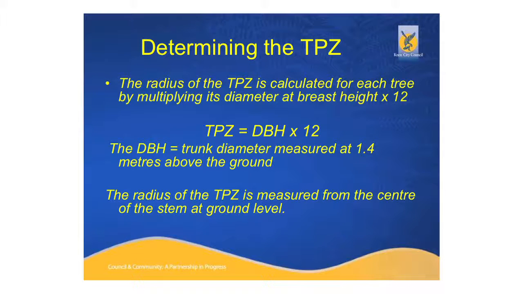Determining the TPZ. The radius of the TPZ is calculated for each tree by multiplying its diameter at breast height by 12. So the DBH, which is the diameter at breast height, is measured at 1.4 metres above the ground, and then that is multiplied by 12. So the radius of the TPZ, the tree protection zone, is a radius that goes out from the trunk and out. That is measured from the centre of the stem at ground level.